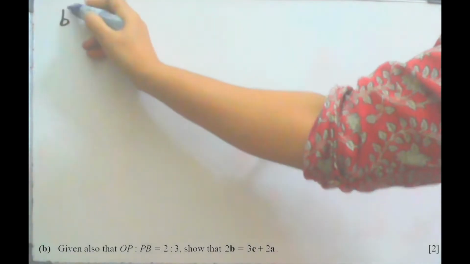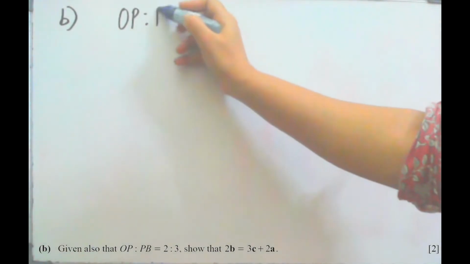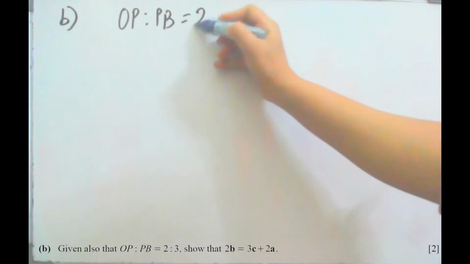Part B: given also that OP is to PB is 2 is to 3. Alright, so this information is very useful for us. OP is to PB is 2 is to 3. Show that 2B is equal to 3C plus 2A.